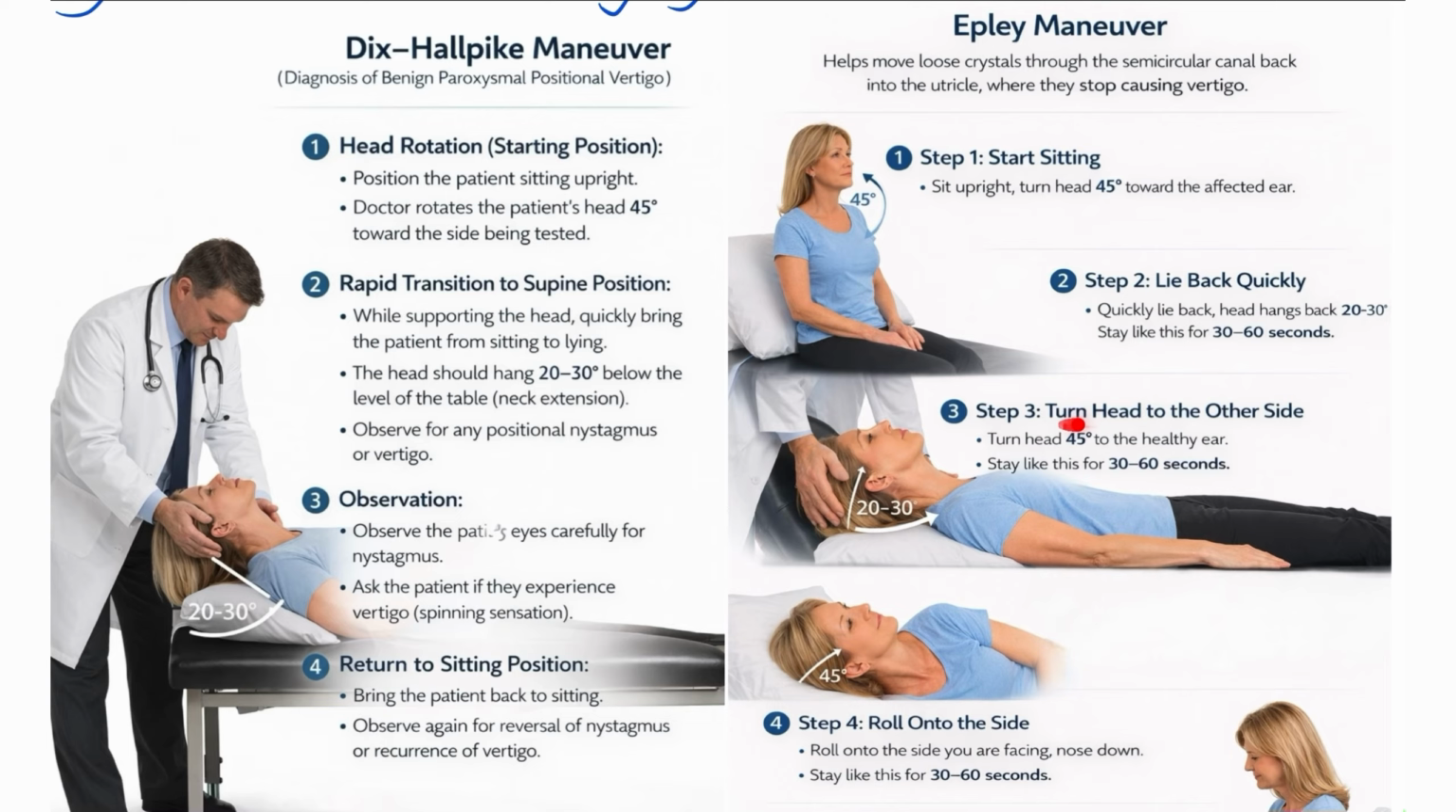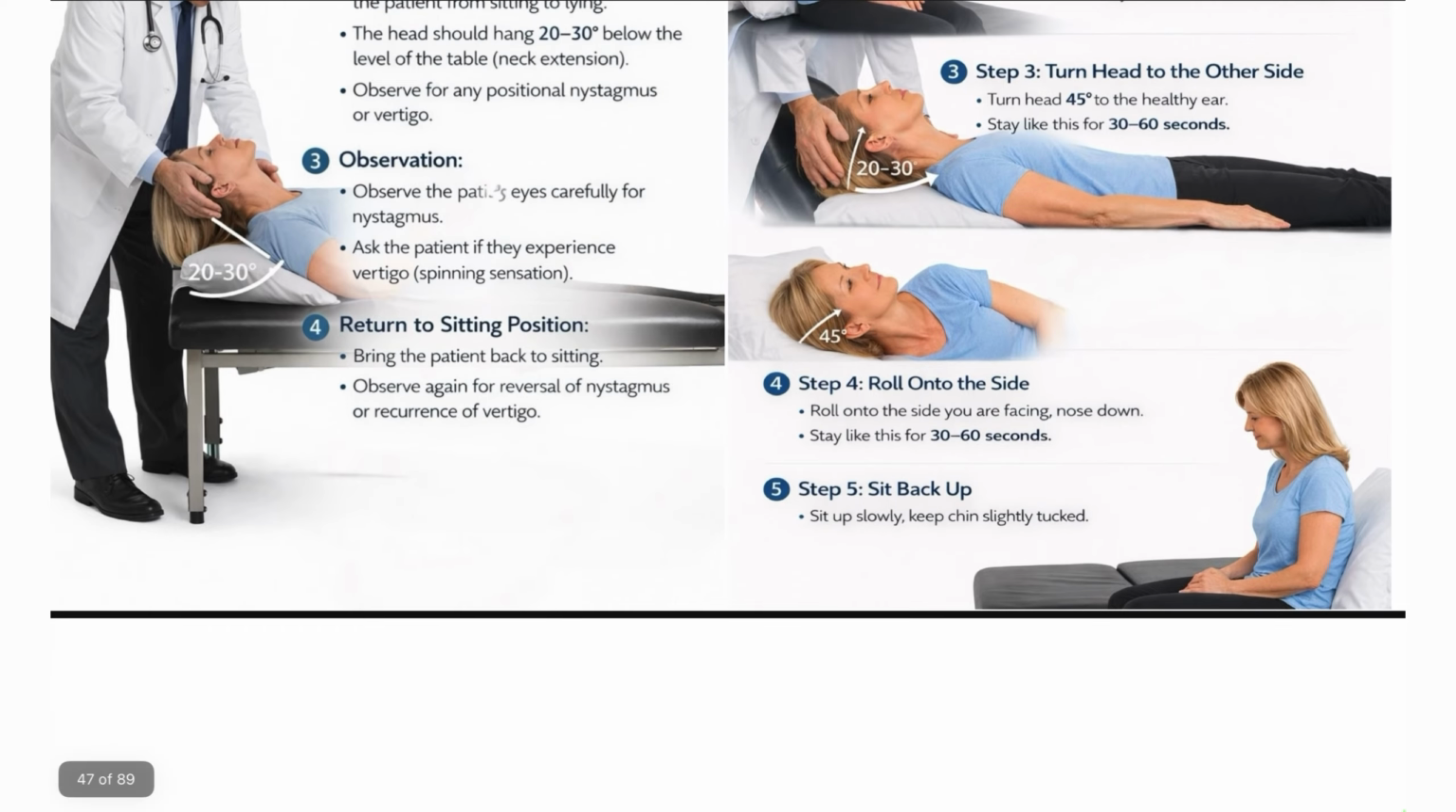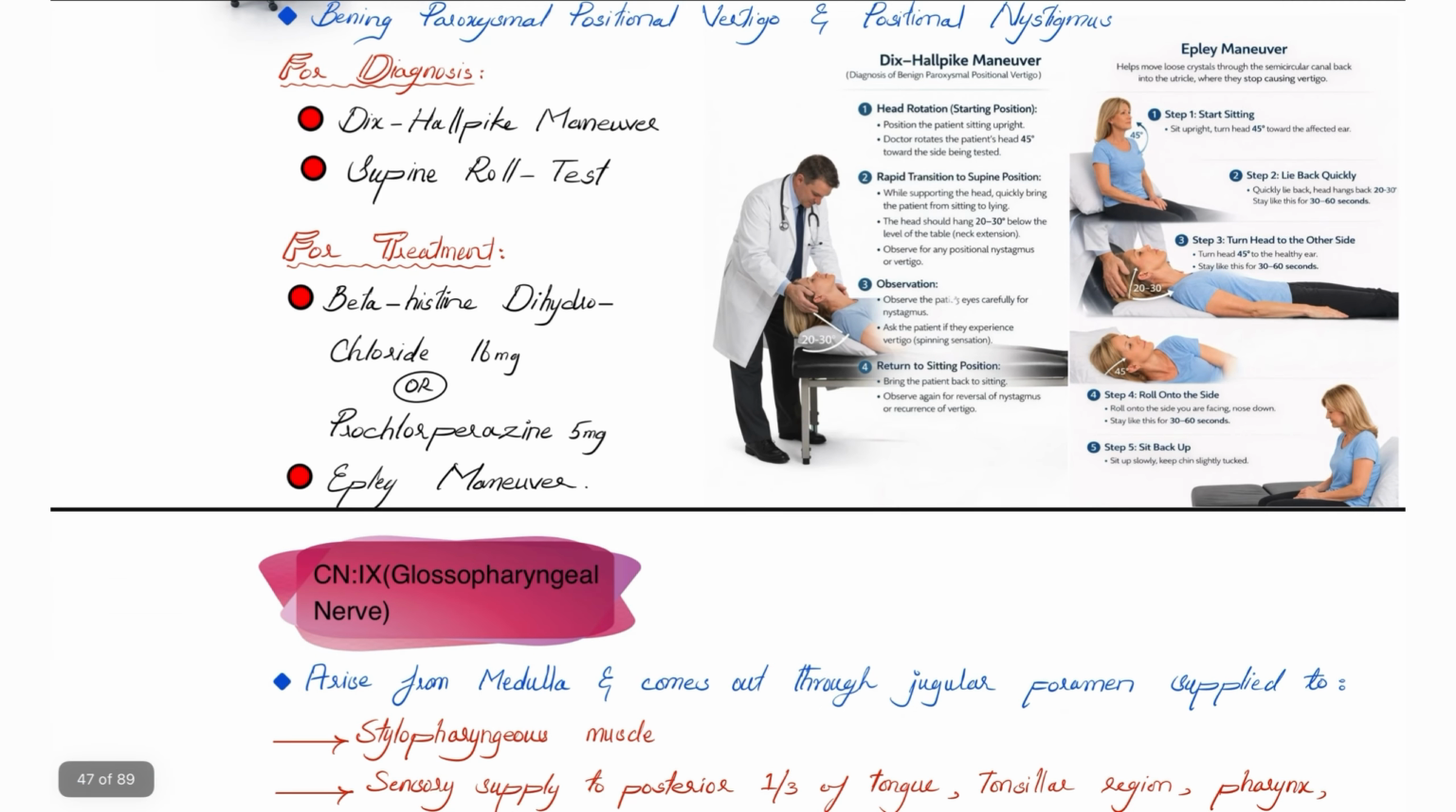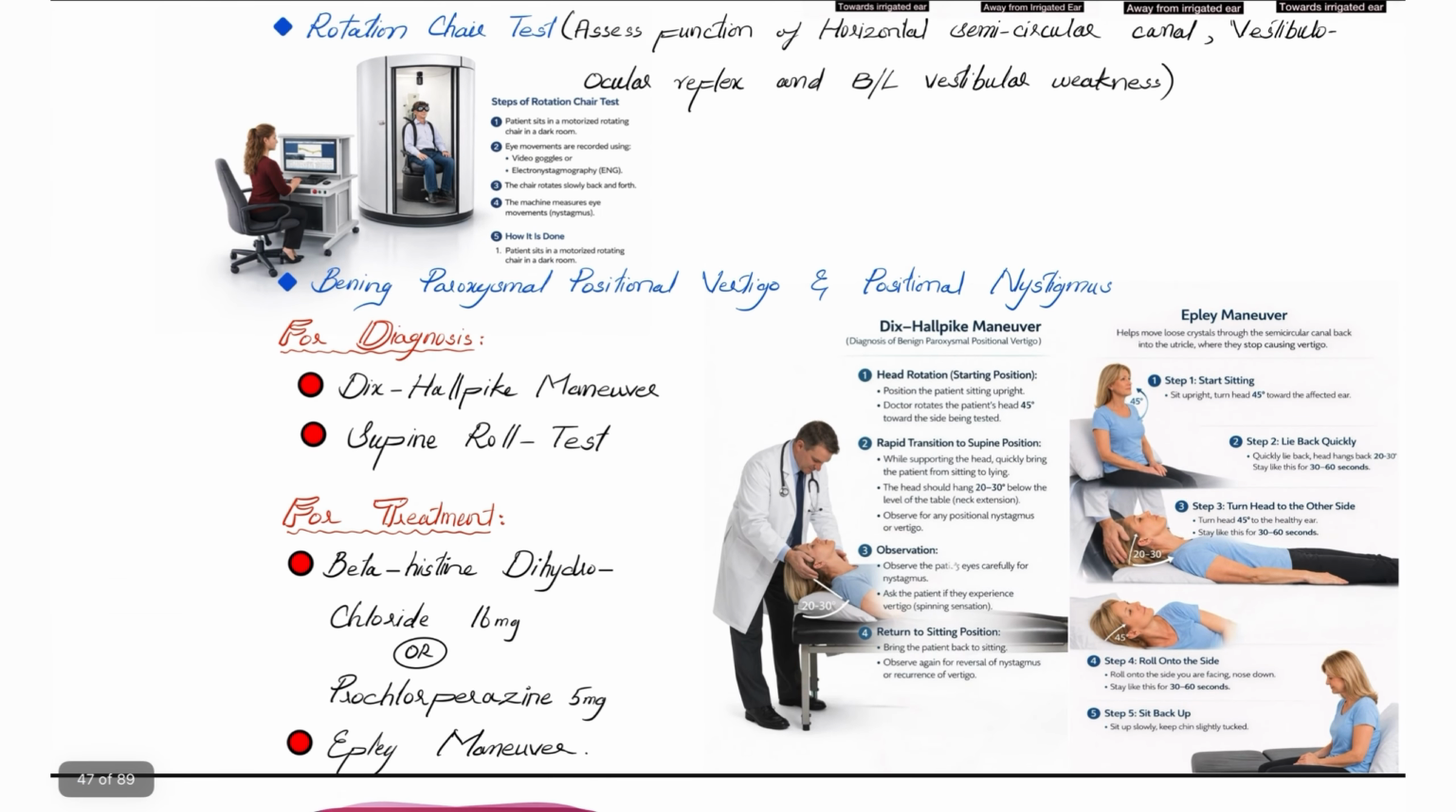Then turn the patient's head 45 degrees towards the healthy ear, and stay like this for 30 to 60 seconds, and then ask the patient to roll onto the side in such a way that the nose is down, and stay like this for 30 to 60 seconds, and then ask the patient to sit up slowly, keeping the chin slightly tucked. In this way, when the position is maintained, the paroxysmal positional vertigo is treated.